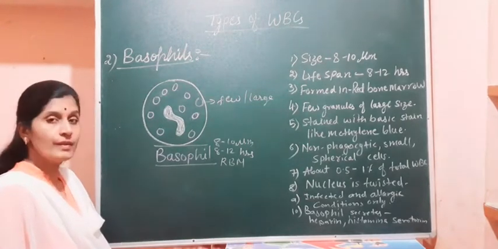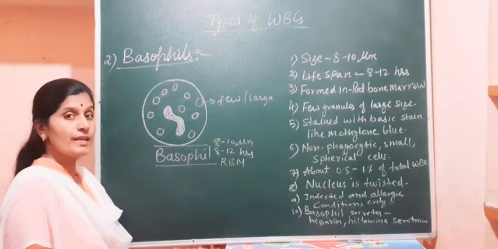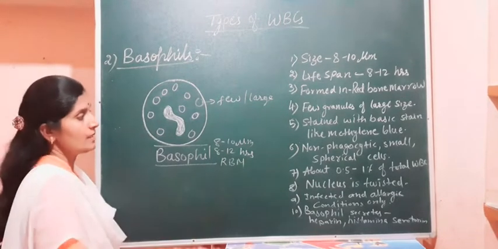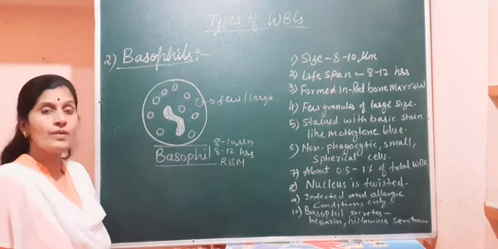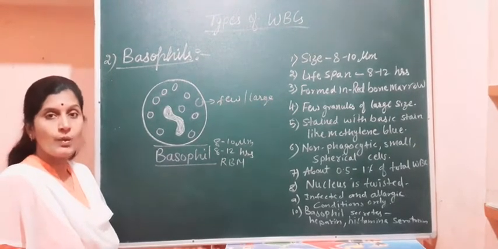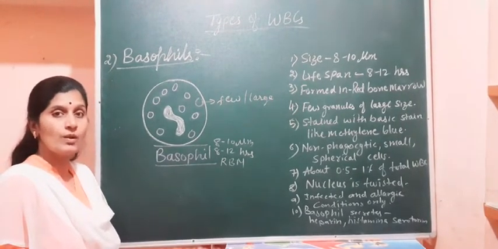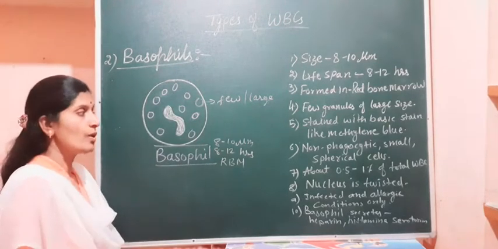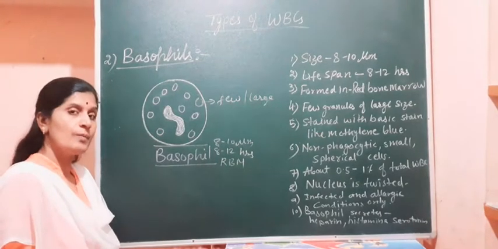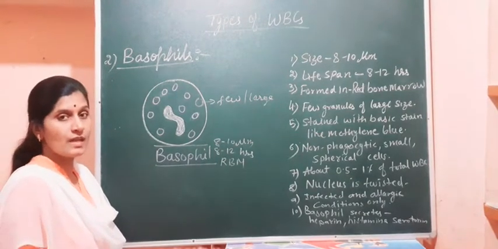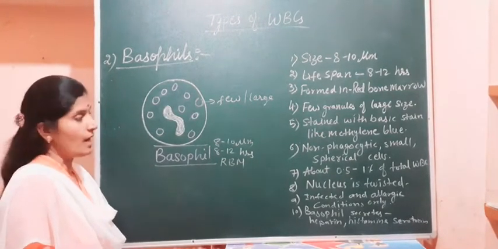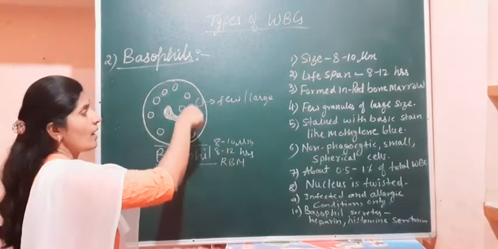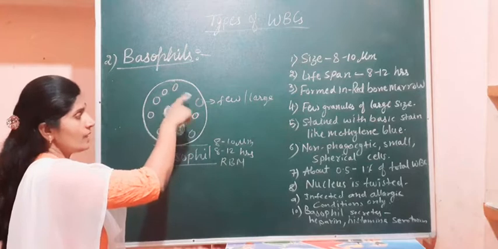Neutrophils were phagocytic in nature. They used to engulf the microbes. But these cells are non-phagocytic. They do not engulf any microbes, germs or pathogens. So they are non-phagocytic compared to the neutrophils. They are smaller in size and the shape of the cell is spherical. Those are round and smaller.